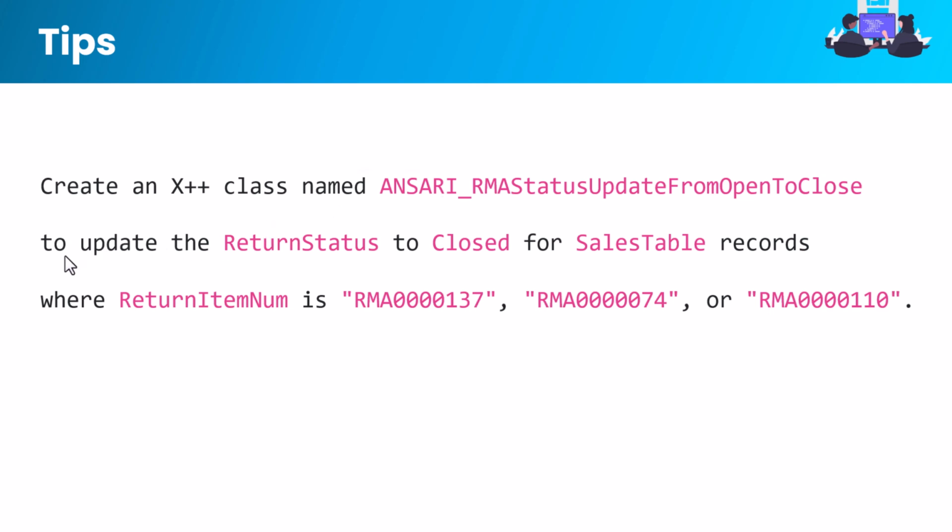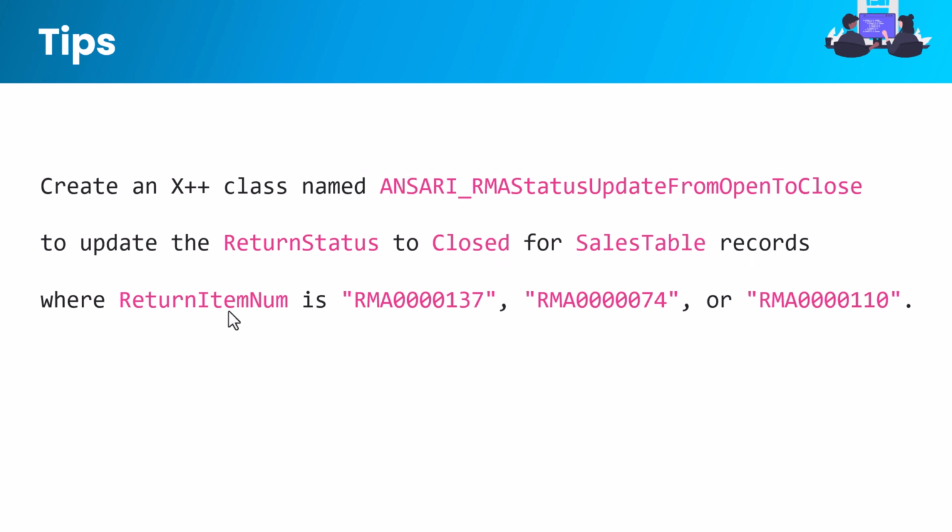Okay, and you have to update the return status to closed for the sales table record where the return number is this one and this one. Or there can be an alternative requirement where you have to update the return status from closed to open, or open to close. This can be there, and based on that, if it is closed then you have to open it, or if it is open then you have to close it for the sales table record.